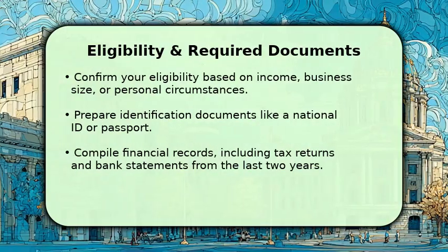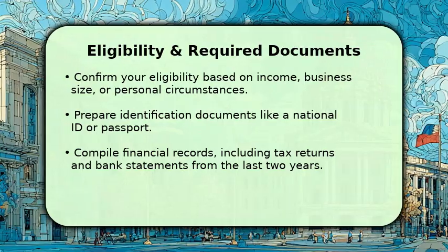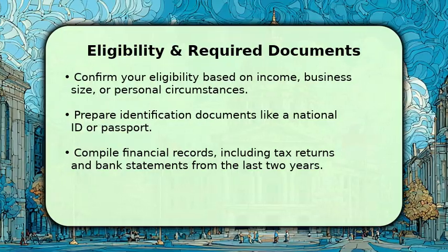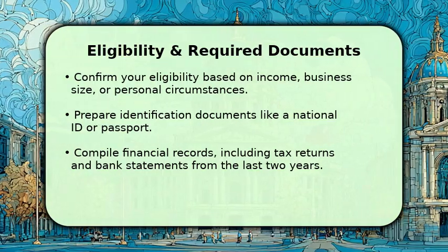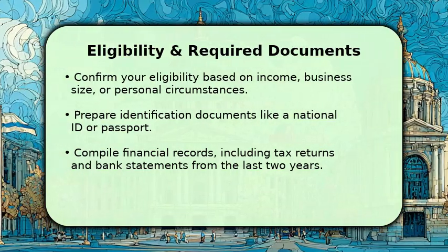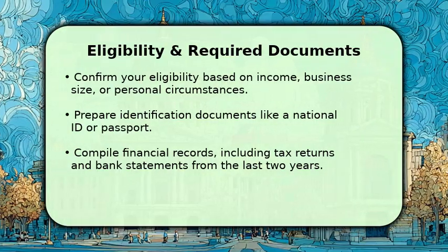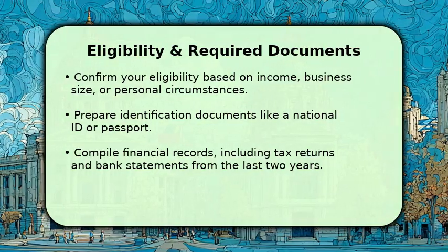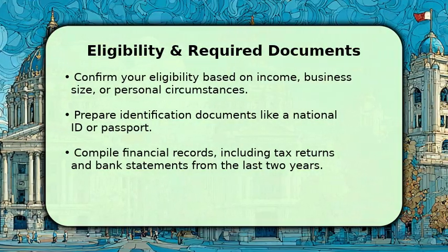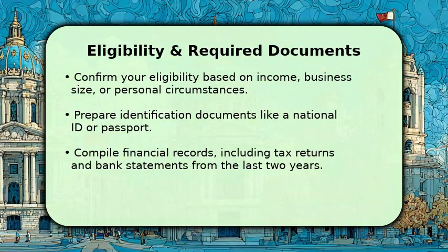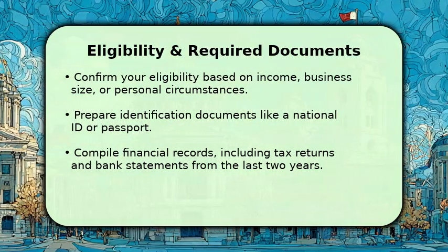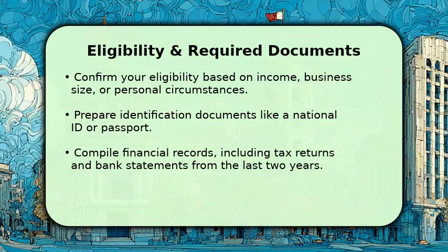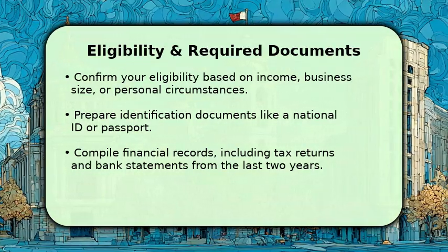To successfully apply, you must first confirm your eligibility. This typically involves meeting specific income brackets, demonstrating a certain business size, or fulfilling personal criteria. You will need to prepare essential identification documents, such as your national identification card or passport. Additionally, compile comprehensive financial records, including your tax returns and bank statements from the past 24 months. For business loans, a well-structured business plan outlining your objectives and financial projections is absolutely crucial for a successful submission.